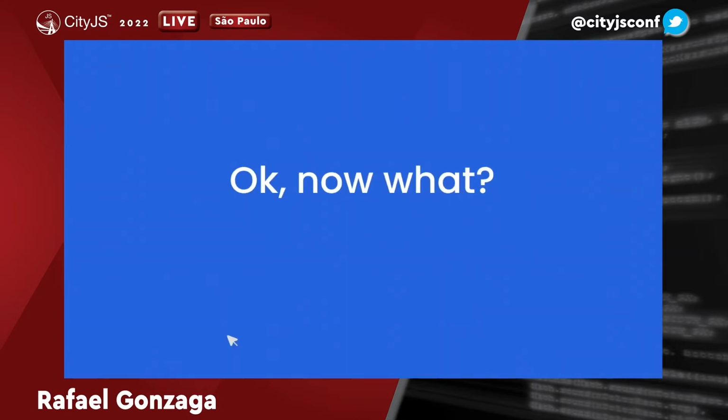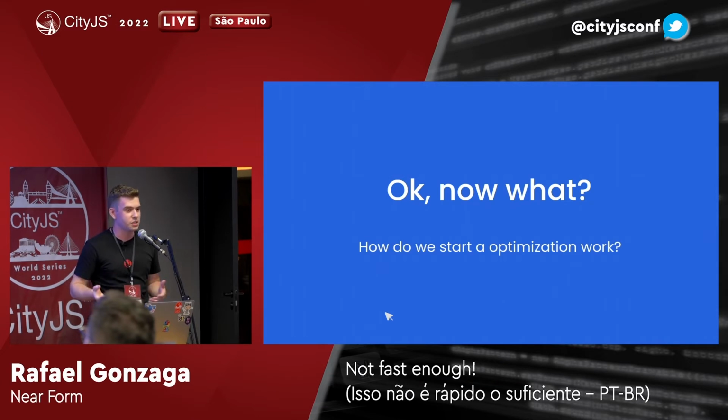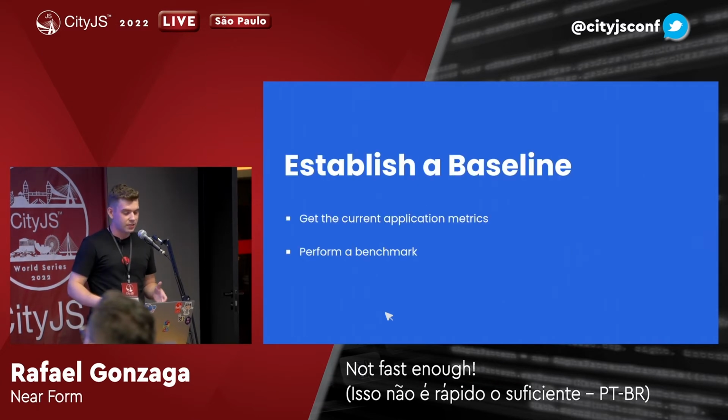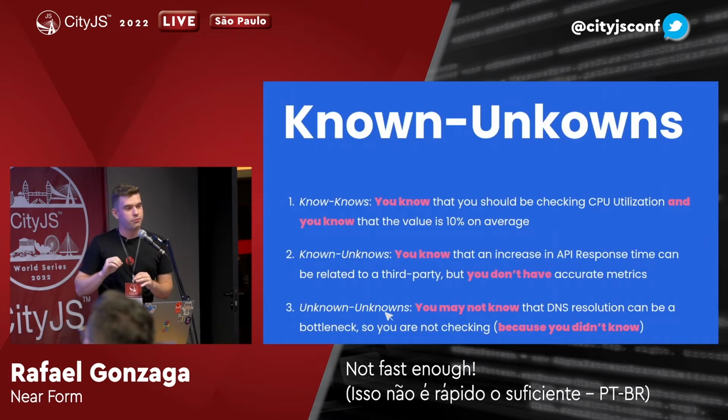So okay, now what? How do we start optimization work? The first thing that you need to do is establish a baseline. You should get all the current metrics, you should get all the benchmarks from your application for further comparison, okay? So there's one thing very important when you are mapping observability of your app.